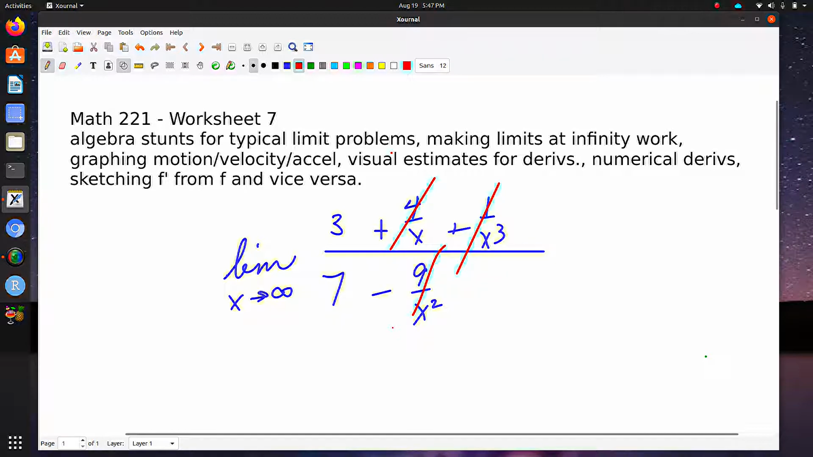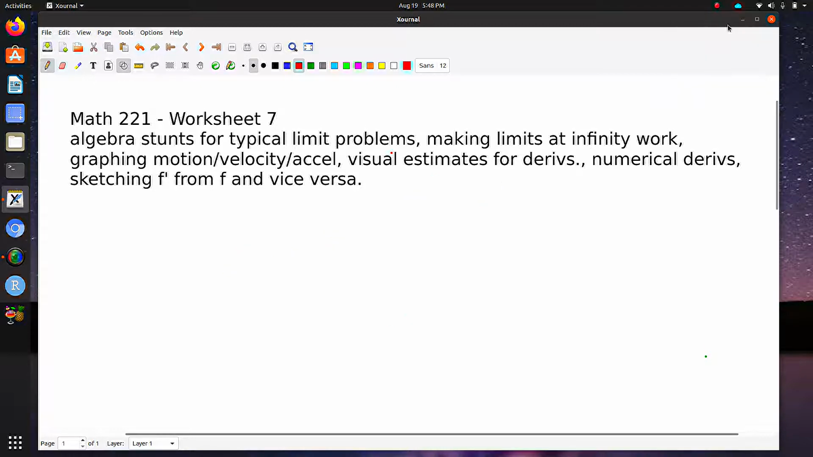You can deal with, actually you could kind of use that same trick with exponentials, I guess. You could divide out like that. Okay, motion.